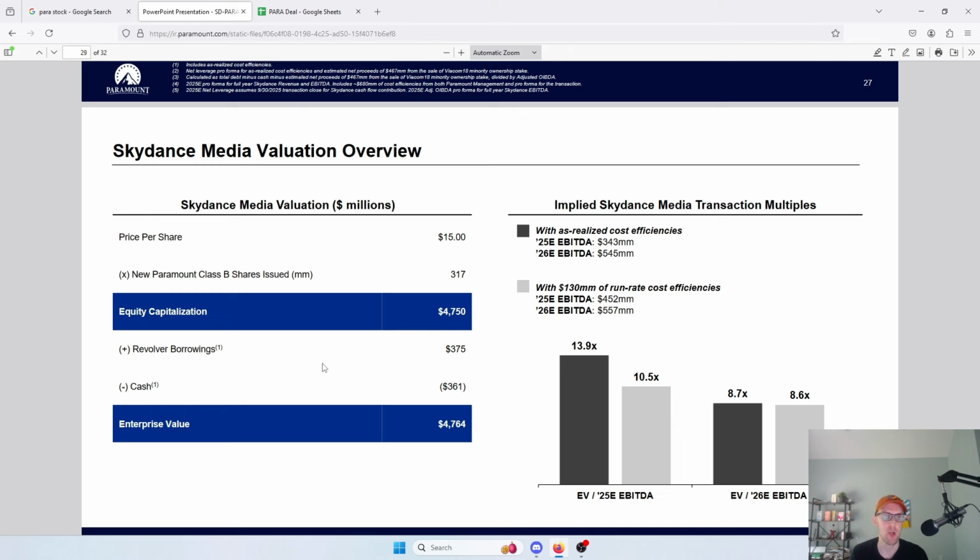You think about, they're acquiring Skydance at about a $4.75 billion enterprise value. That's about a 10.5x multiple with some run rate cost efficiencies. It's a 14x multiple on an EBITDA basis. Then you think about, what's Paramount trading at? Probably 7x. And what's WB trading at? Probably 7x. Are investors overpaying for Skydance with the shares that they're issuing? If you think about the comparison, 10 to 13x versus 7x for some of these other competitors, it seems like they may be a little bit.